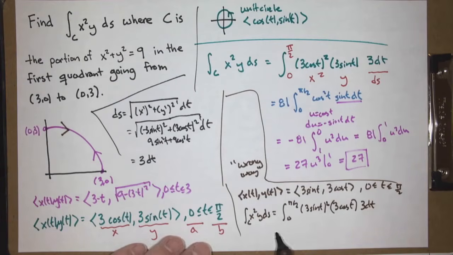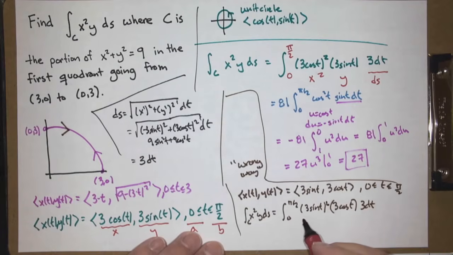But what happens? Well, now you make a different substitution because it's sine squared cosine t. So what's your substitution here? You choose u equals sine t and du equals cosine t dt. So what you end up with is 81. You still have the 3 squared times 3 times 3. Your bounds are going to be from sine of 0, which is 0, to sine of pi halves, which is 1, u squared du.